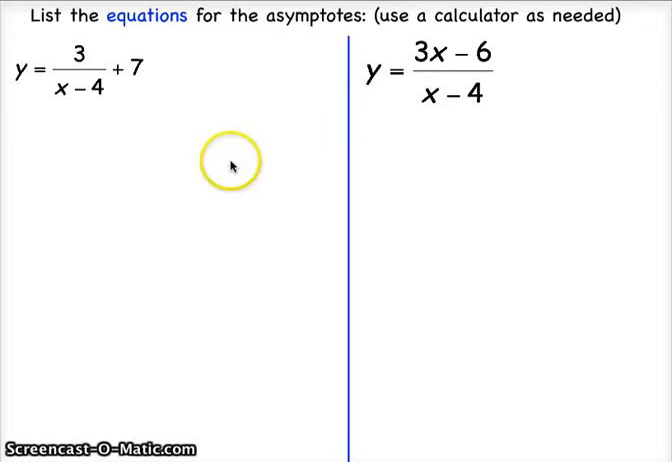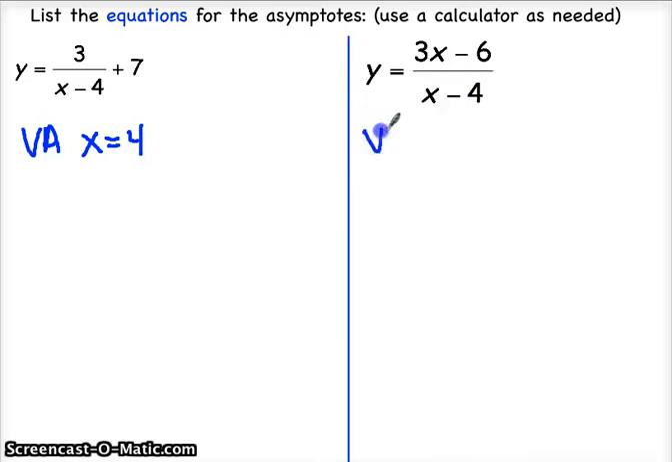The intent of this video is to help you understand how a rational function is graphed and why we get the asymptotes that we do, both the vertical and the horizontal. So the first thing we want to realize is, in order to find a vertical asymptote, as we discussed in the previous section, it's whatever makes the bottom of a fraction into zero. So for both of the equations on the screen right now, x equals 4 will be your vertical asymptote.